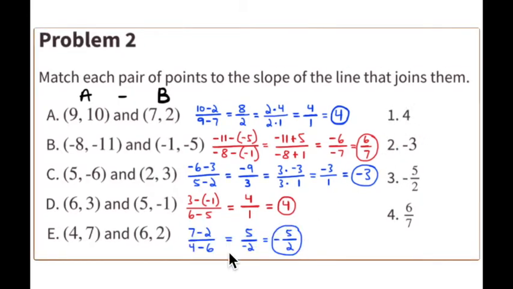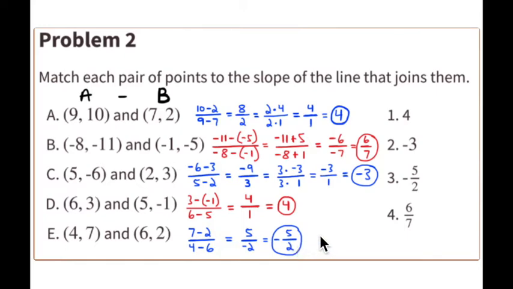And the last one is this y value 7 minus this y value 2. So it's 5 units. And this x value is 4 minus this x value, which is 6. 4 minus 6, same as 4 plus a negative 6. 6 minus 4 is 2, but it's going to be negative 2 because there are going to be more negatives. So this is a negative 5 halves.